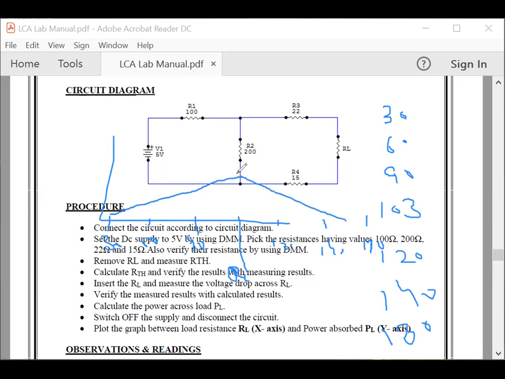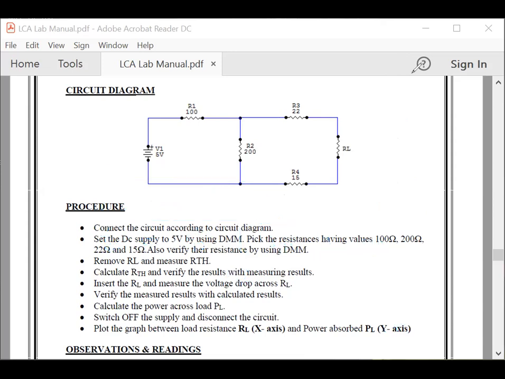Okay, this is your maximum point where you find your maximum power at the load, where RL is equal to RTH. Okay, this is our lab.